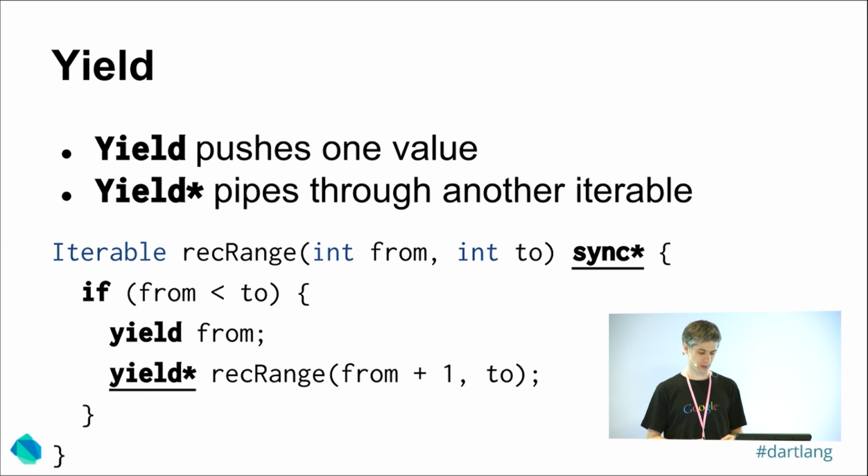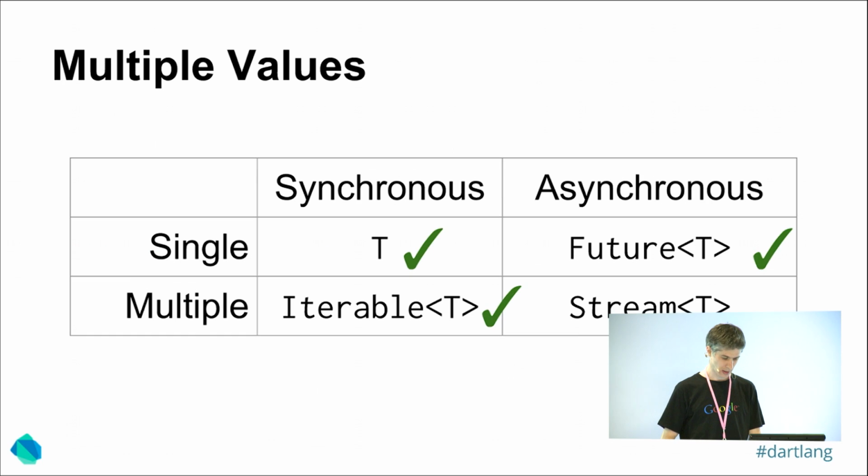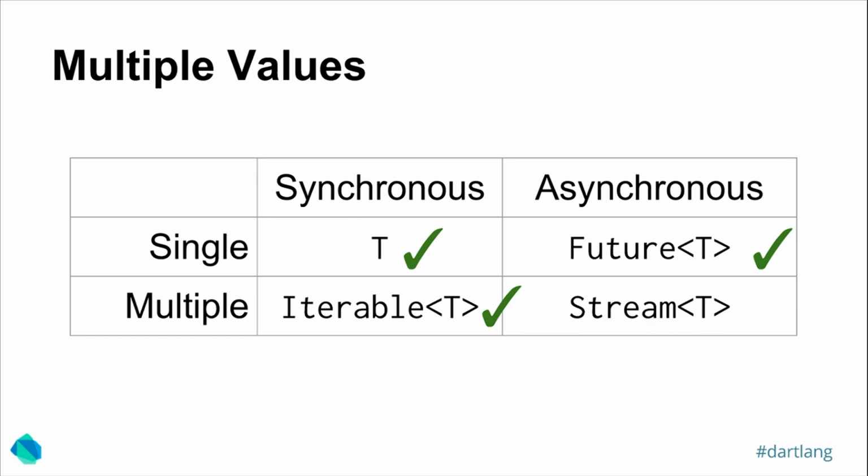So if we change the range function from before to become recursive, then we can yield one value, the first one, and then recursively yield the remaining ones. Yes, there's a +1. And we can use yield star to do that. And really, it just takes the iterable that you got and pipes it through to the caller. So that means that we now have a way to return an iterable from a function just by adding a modifier on the body.